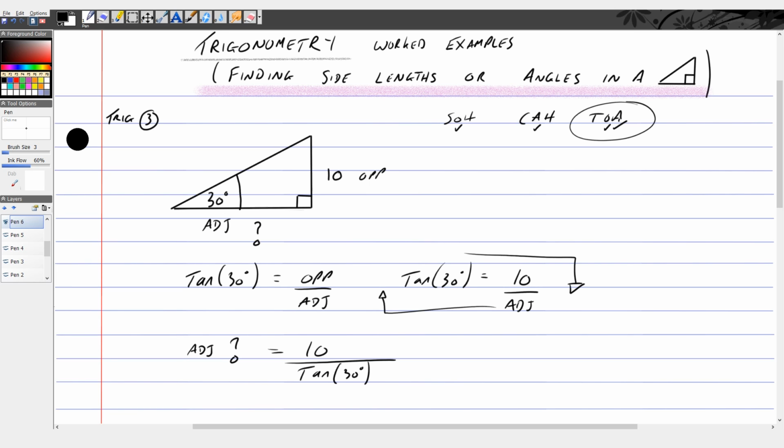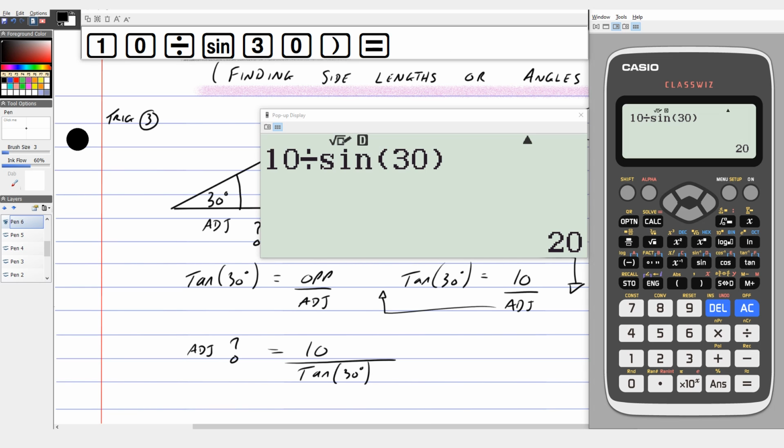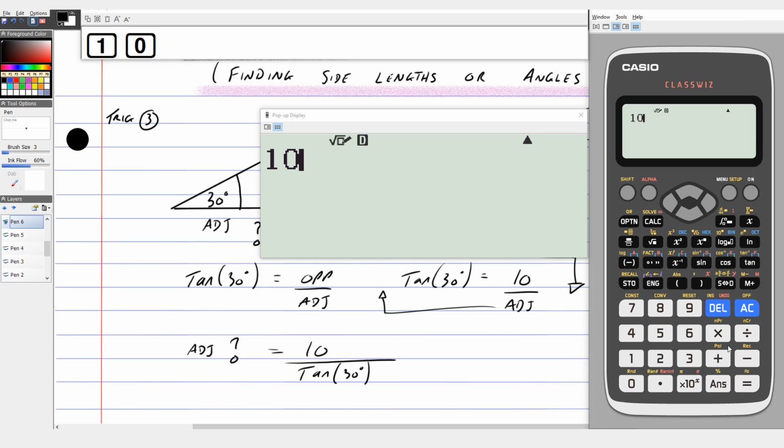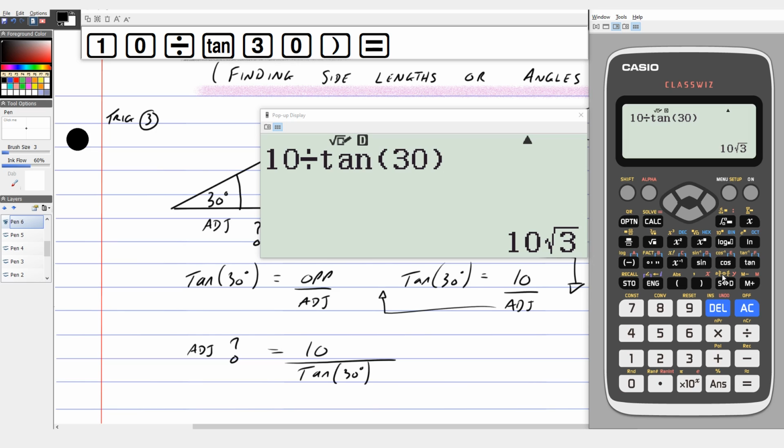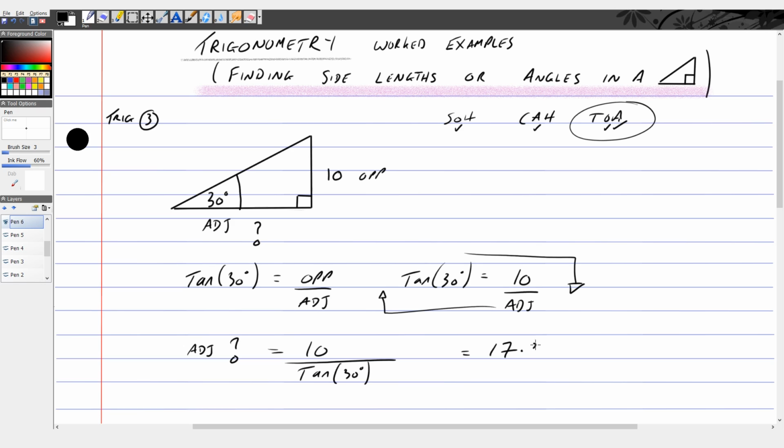Use our calculator. So 10 divided by, press tan, put in the 30, close the bracket, and the answer, when we press equals, is 17.32 units. Now we can write that on. So it wasn't too bad, but it does take a bit of practice.